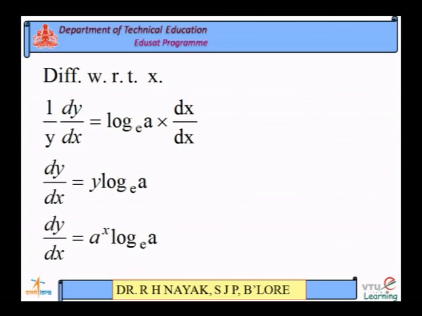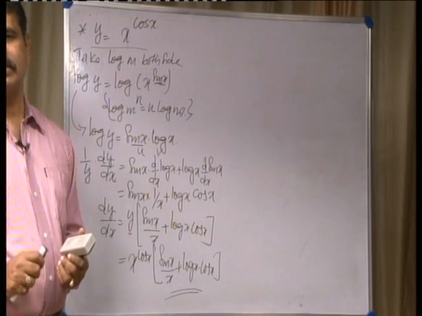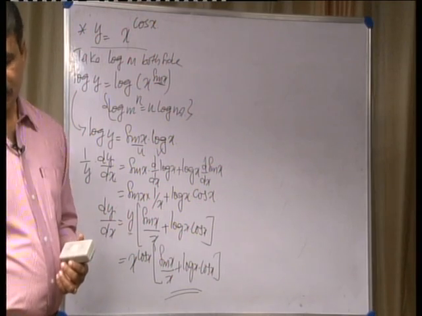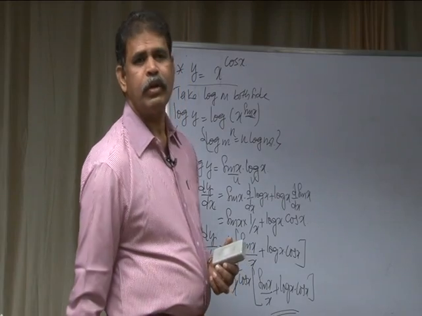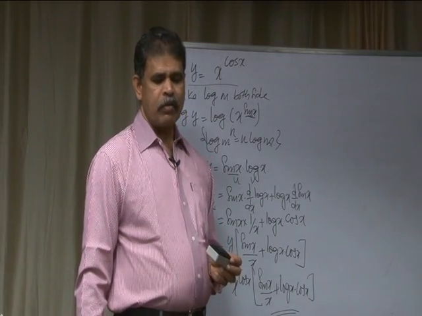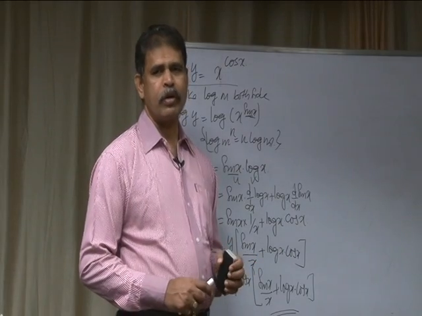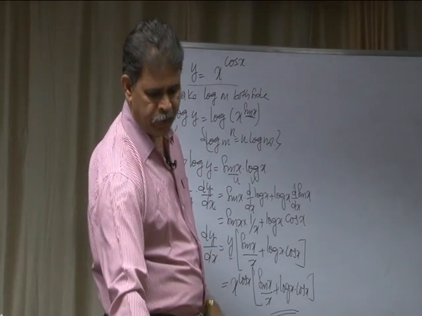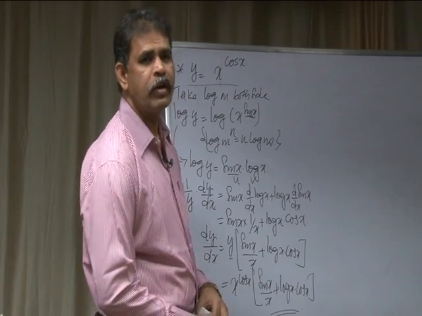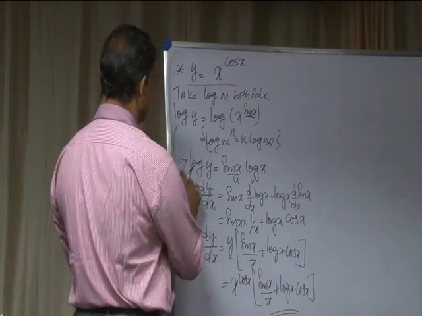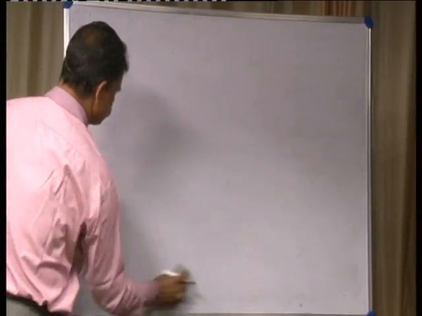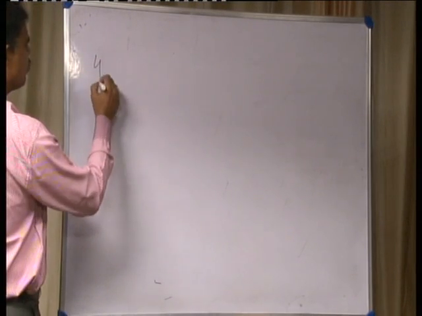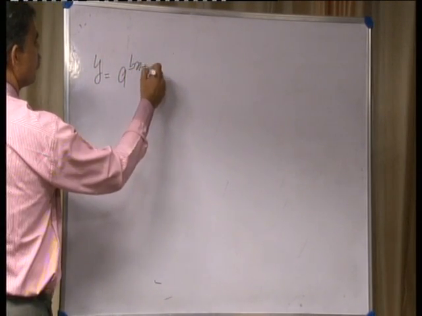So, that is why I have given this in standard form itself, derivative of a to the power of x is equal to a to the power of x into log a. You go through the second example in the slide, you take y is equal to a to the power of bx plus c. So, function is what? Function is y is equal to a to the power of bx plus c.